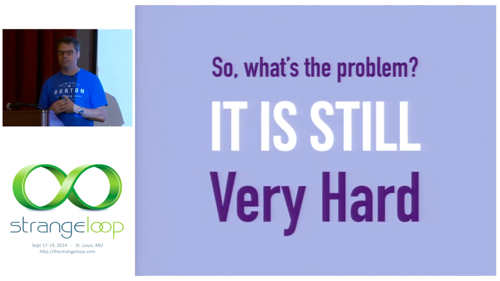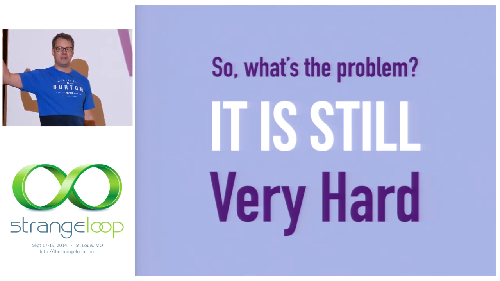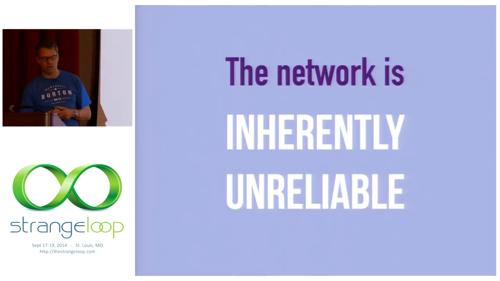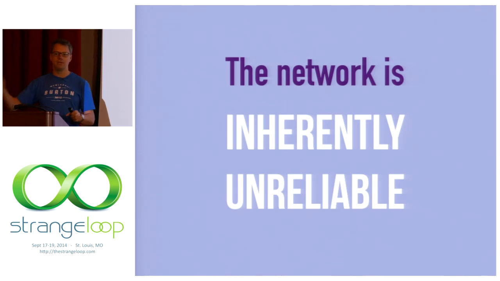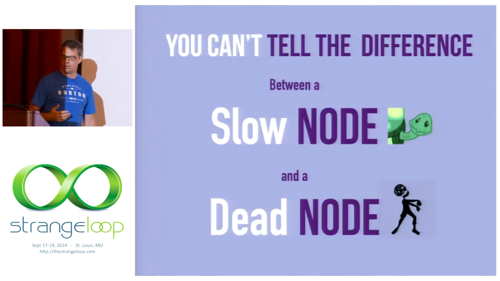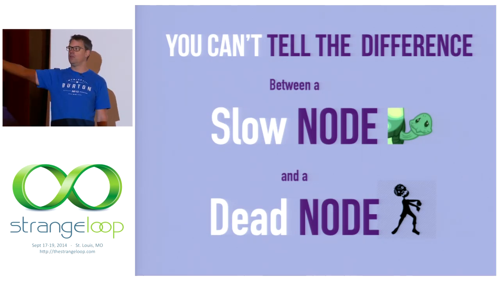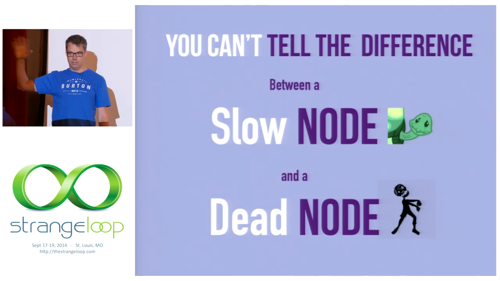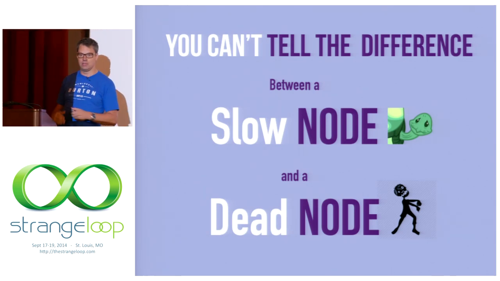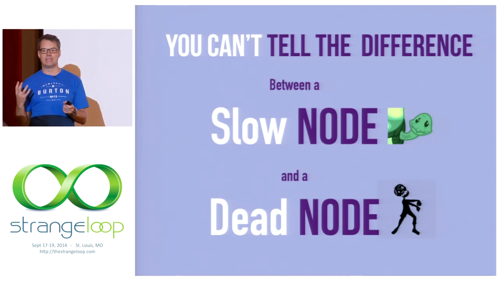So what's the problem then? It's still very, very hard. I think we have evolved quite a lot in the industry, but still, these things are just really hard. Some of the things that make it hard are that the network is inherently unreliable, and that communication can get dropped at any point in time. And that makes it really hard. In a distributed system, you can't tell the difference if the node you're communicating with is just really slow right now, is doing GC, if it's Java or something, or is just very busy, maxing out on the CPU, or is really dead and will never come back again. You can only take qualified guesses as to what's the case.